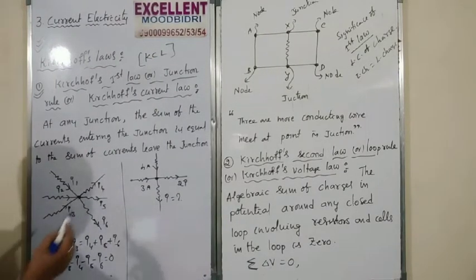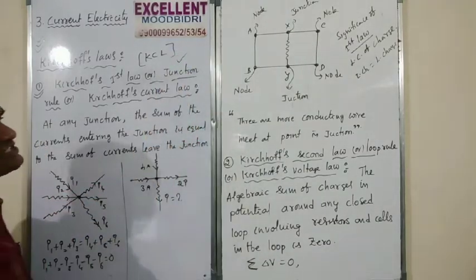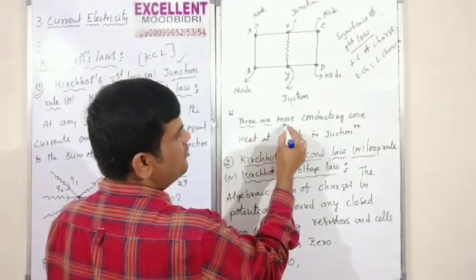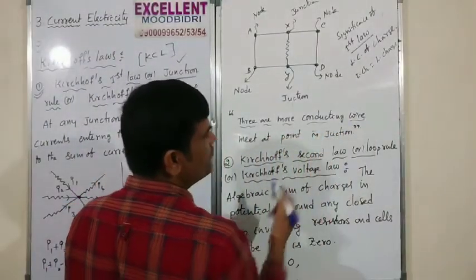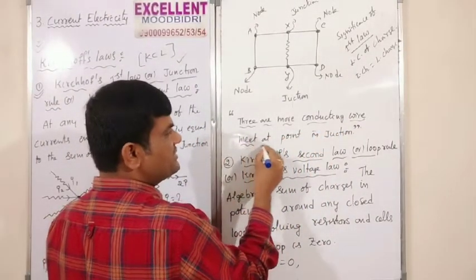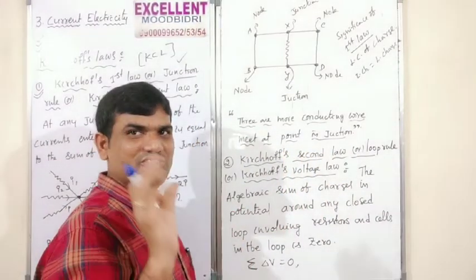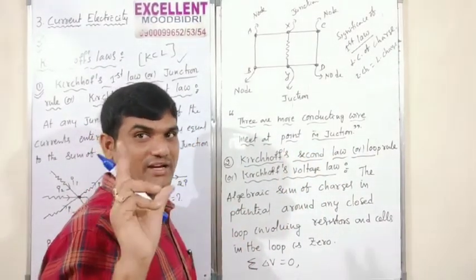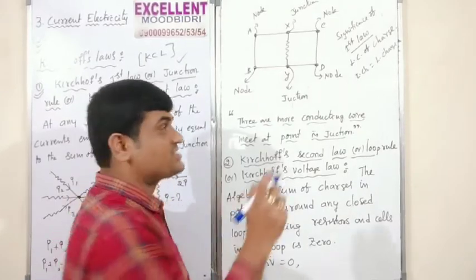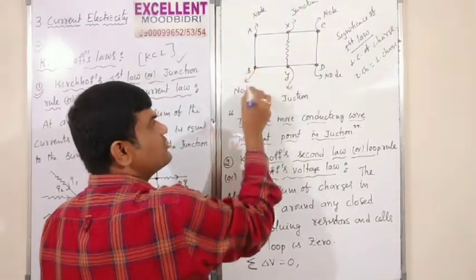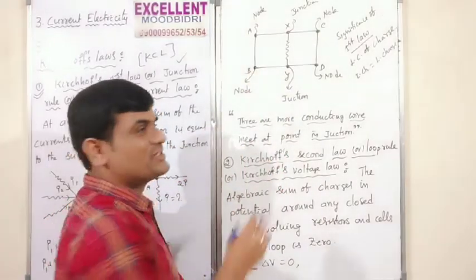Alright, junction. What is the meaning of junction? Remember here, a junction is nothing but a point where three or more conducting wires meet. Three or more, not two. For example, where two wires meet at a point, we call it a node. This is the node.